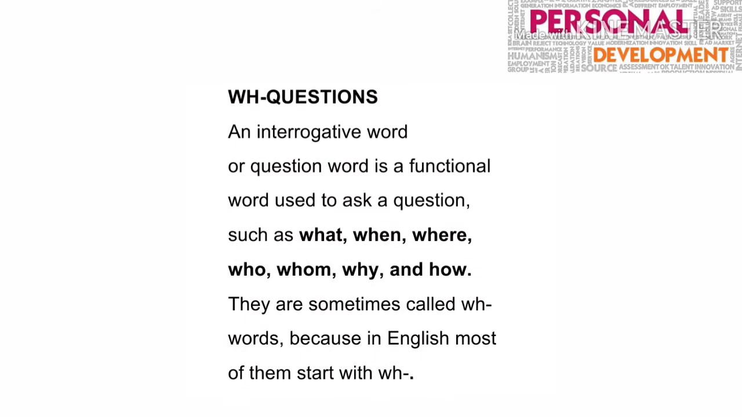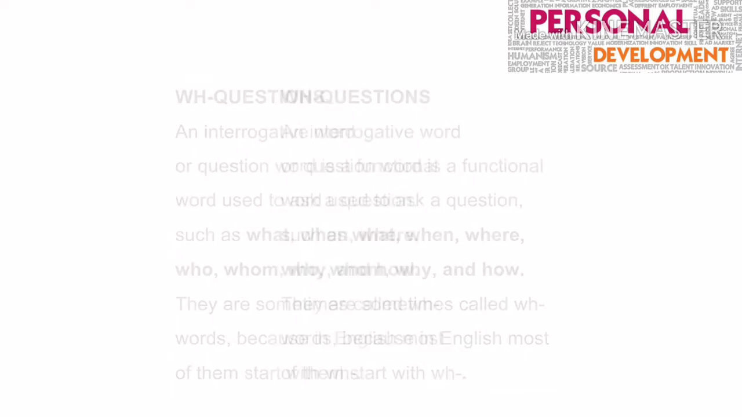WH questions. An interrogative word or question word is a functional word used to ask a question, such as what, when, where, who, whom, why, and how. They are sometimes called WH words because in English most of them start with WH.